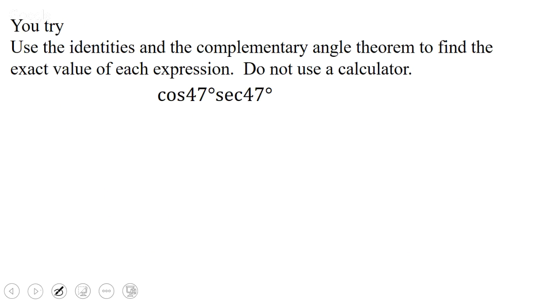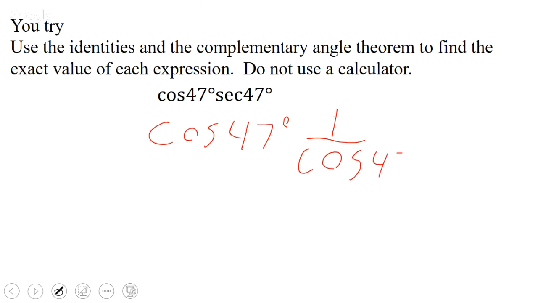Okay, let's try this one. Well, we know that secant is 1 over cosine, so I can rewrite this as cosine of 47 degrees times 1 over cosine of 47 degrees, because secant is 1 over cosine. I have cosine on top, cosine on the bottom, and it equals 1. Easy enough. Just using our reciprocal identity for that one.